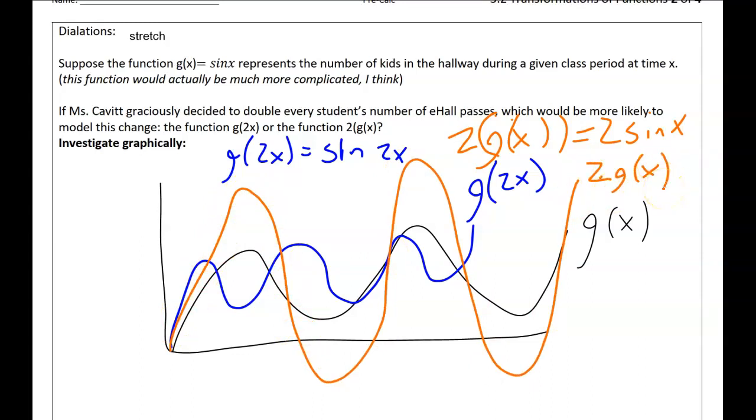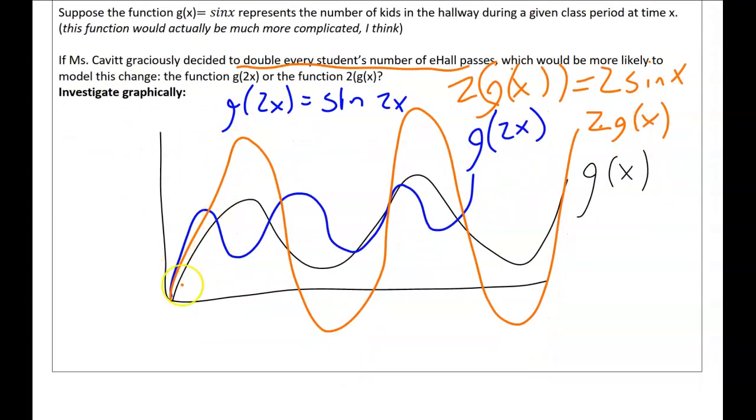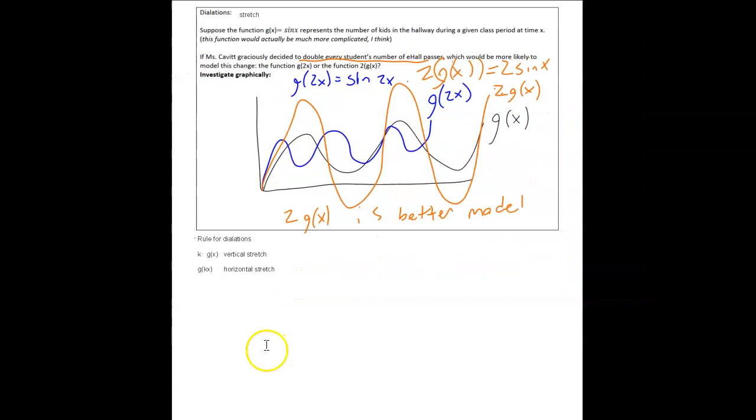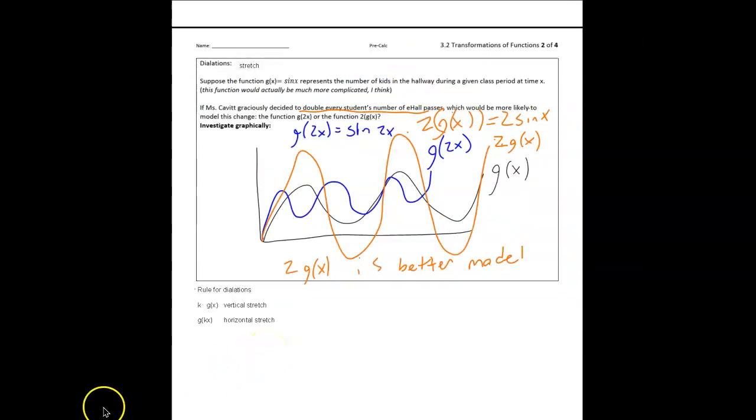Okay. So to go back to the question, if we're doubling every student's number of hall passes, right, we would expect that the waves would be bigger, more students would be in the hallway at a time, right? So I would say that 2g of x is the better model in this case. And let's just capture the rule. k times g of x was a vertical stretch, and g of k times x was a horizontal stretch in this case. So that's it. Those are our three families of transformations.